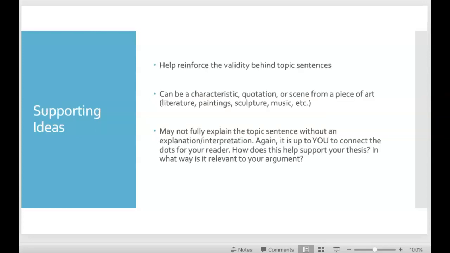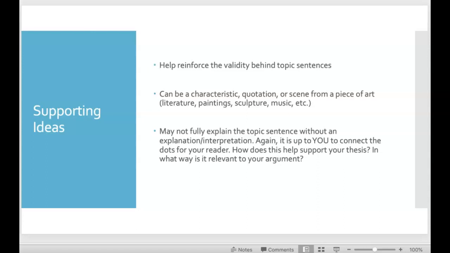Our supporting ideas are really going to help reinforce the validity behind the topic sentences. So the supporting ideas are meant to make that topic sentence true. They're supposed to prove that what you've said in that topic sentence is in fact how it should be. This can be a characteristic, a quotation, or a scene from a piece of art, literature, painting, sculpture, music, etc. However, supporting ideas don't fully explain the topic sentence without an explanation or interpretation.